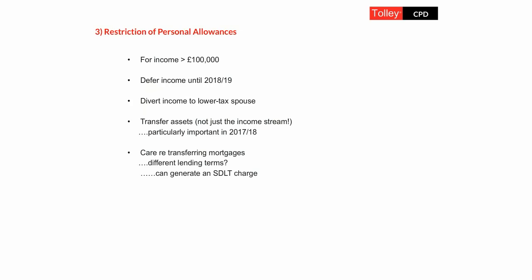If you are moving properties, obviously we've got to get the mortgages in order. There might well be different lending terms. We might have an SDLT charge. You should be able to get around that. But you do have to consider the SDLT implications.